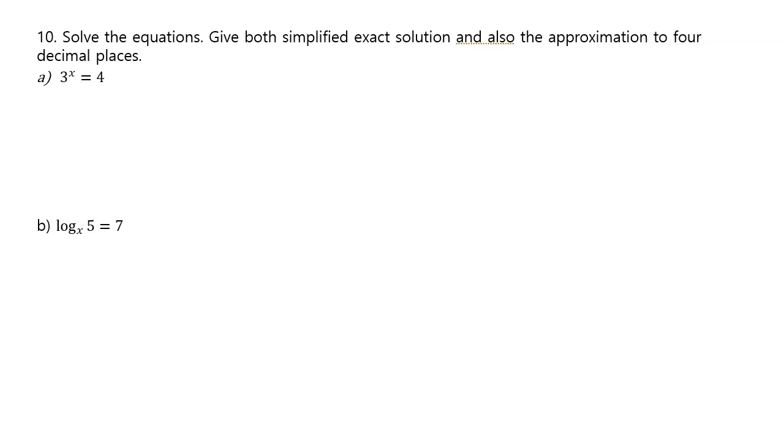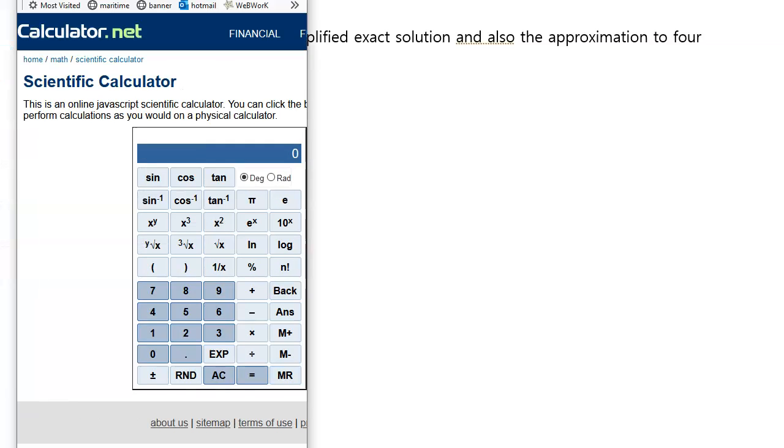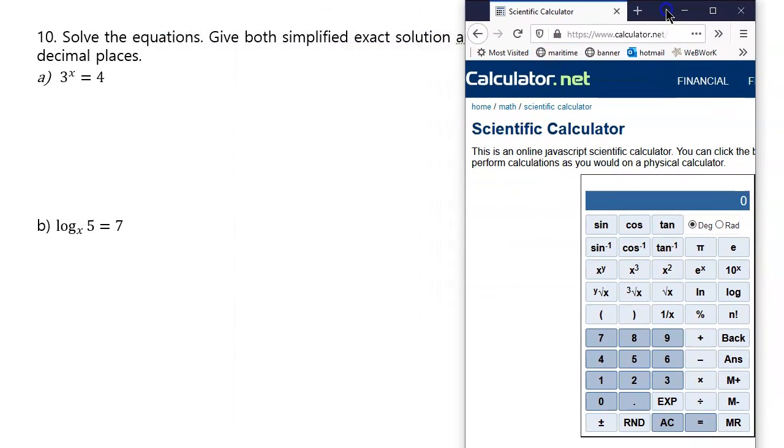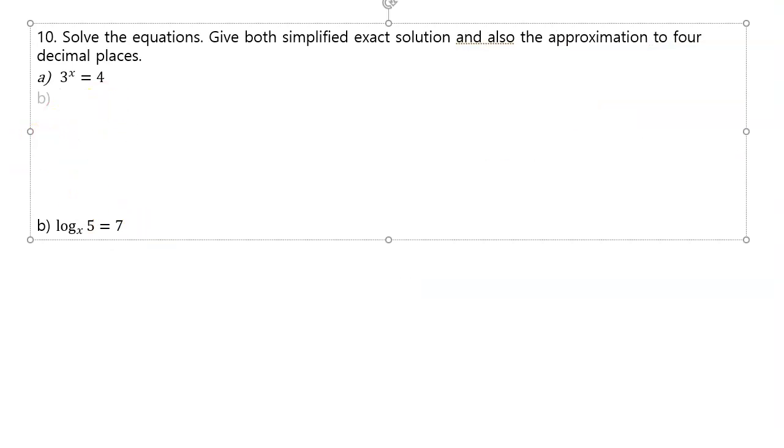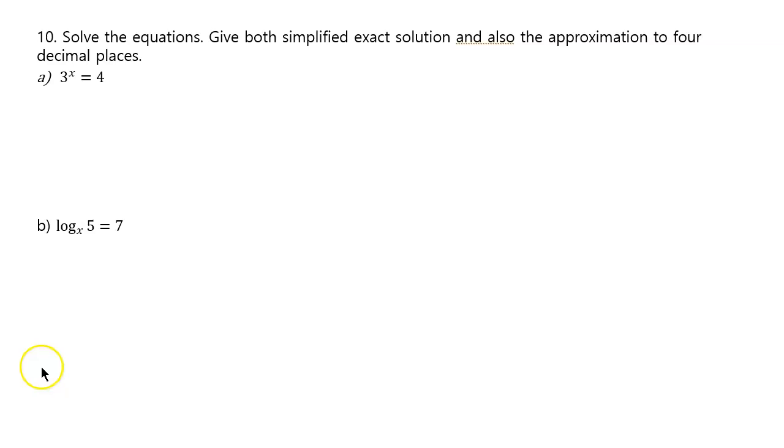Solve these equations, give both the simplified exact solution and also the approximation to 4 decimal places. Alright, I guess the hard part will be approximating to 4 decimal places. Okay, so for that, I'm going to use my scientific calculator here. Alright, but I'll use it when I need it. First, the easy part is, what's 3 to the x equals 4? What's the value of x? Well, solving equations, it all has to do with the cancellation laws. Cancellation law is everything for logarithms. So you just apply log 3 to both sides.